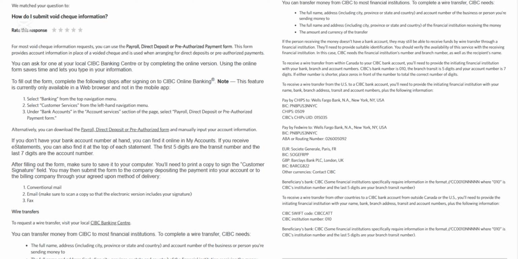Log into the CIBC mobile app. Open the CIBC mobile app on your phone or tablet. Sign in with your CIBC Online Banking username and password. Navigate to your account. Once logged in, tap on the Accounts tab at the bottom of the screen. Select the CIBC checking or savings account for which you need the void check.